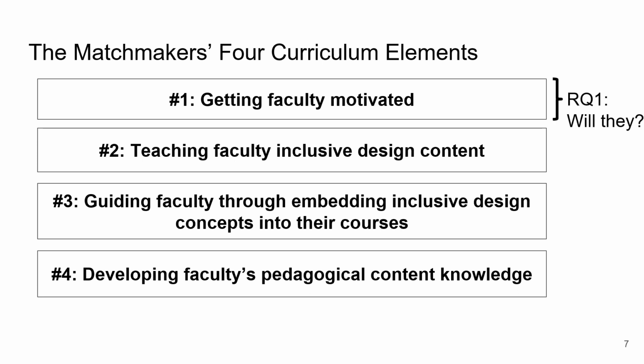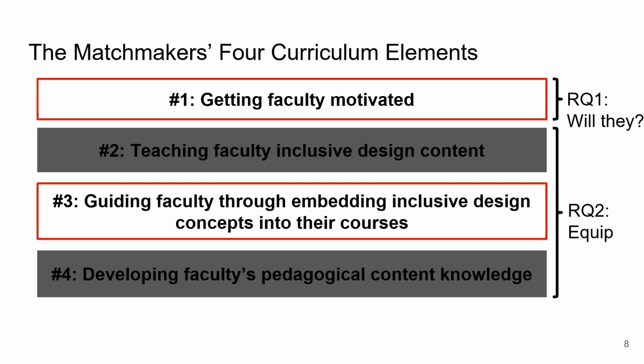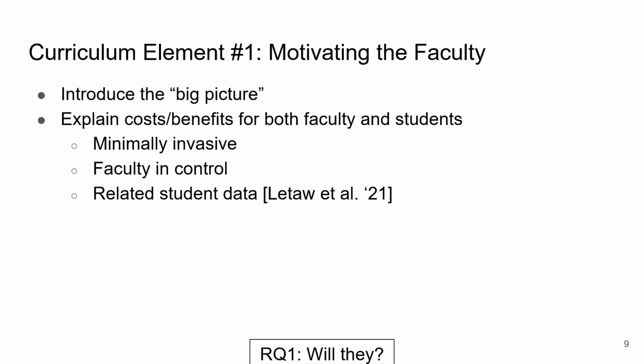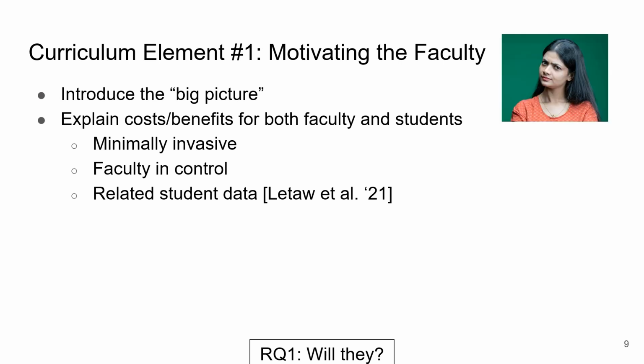Element 1 answered RQ1, will they want to embed inclusive design? While elements 2 through 4 answered RQ2, can we equip them with the necessary skills? For the sake of time, I'm going to focus only on elements 1 and 3. The curriculum begins with element 1, motivating the faculty. This element was important for getting faculty to engage with and stay engaged with the approach.